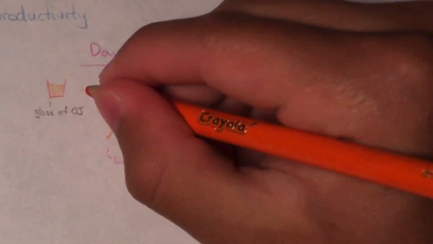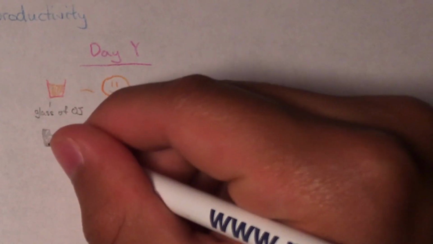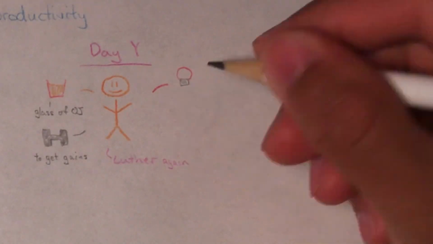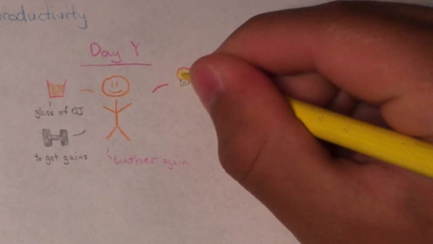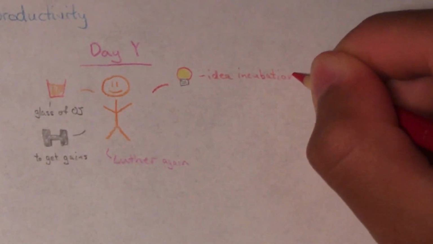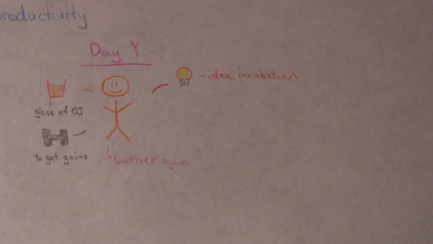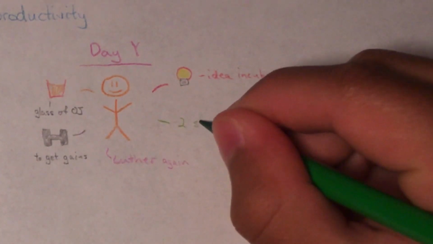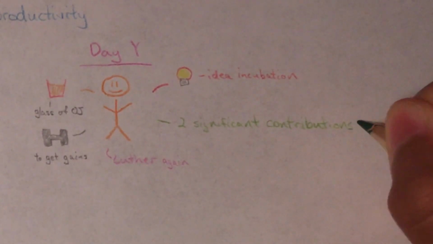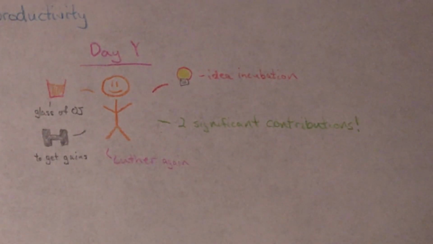In the morning, he has time to eat breakfast, work out a little bit, and engage in some brain incubation, idea incubation for the afternoon. And in the afternoon, that is where he blocks an entire 4-hour chunk of time designated to his project. So in this time, void of distraction, he is able to create 2 significant contributions that would change the game for his product. Satisfied, Luther closes work at 5 and begins relaxing shortly after.